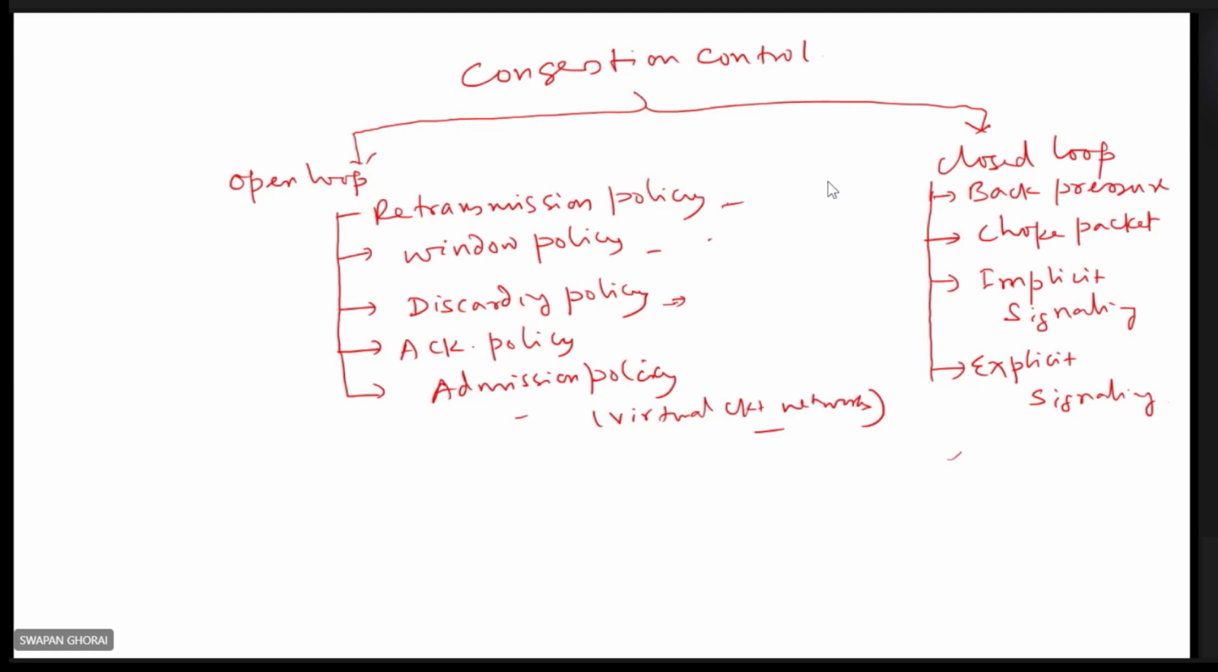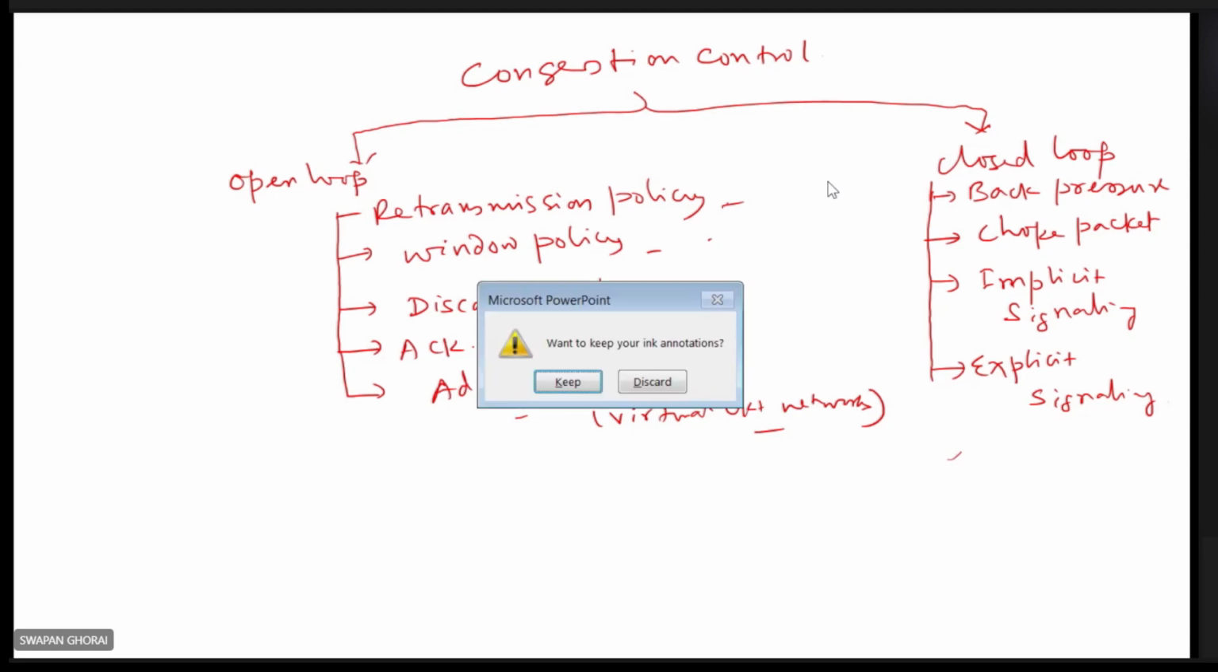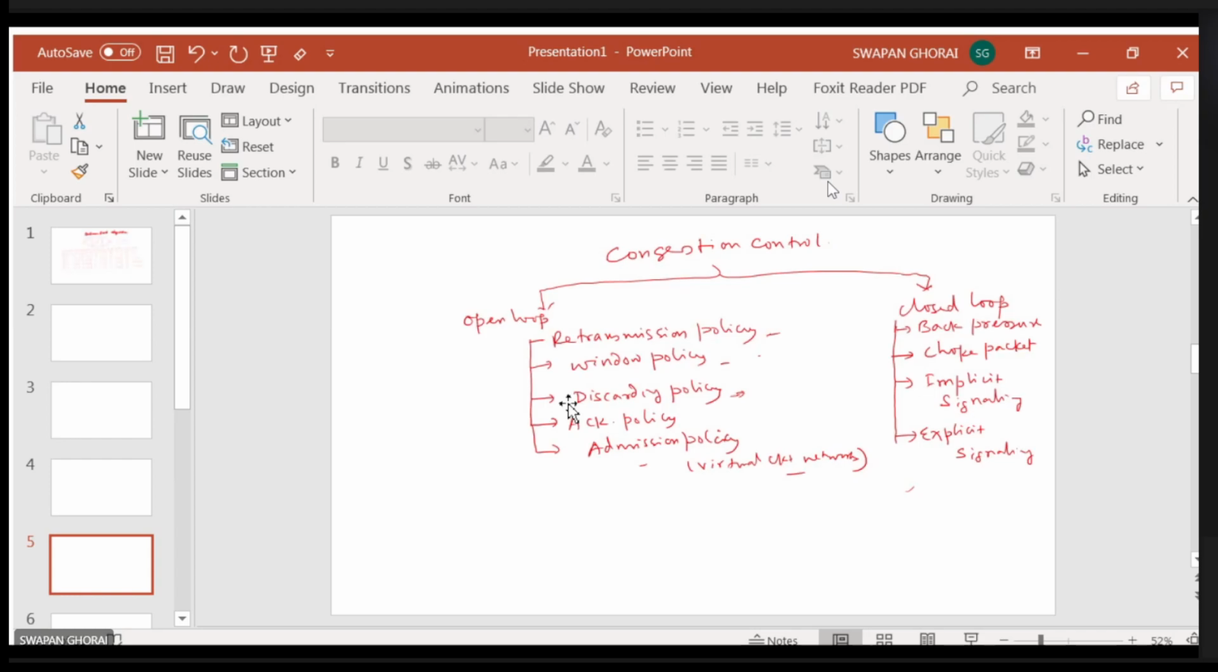Next, the other things we'll see next time. We'll also see the other closed loop congestion control techniques. The most important are implicit signaling and explicit signaling, which we'll see next time. So any questions regarding these things? Any questions regarding congestion you can ask. Any questions? Quick. Any questions?